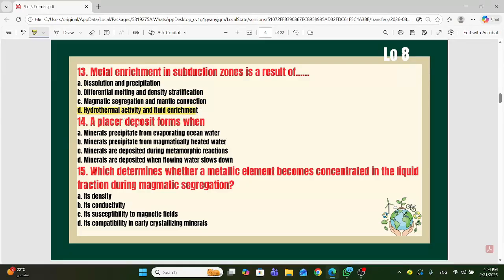طيب a placer deposit forms when mineral precipitates from evaporating ocean water ولا from magmatically heated water ولا minerals are deposited during metamorphic action ولا minerals are deposited when flowing water slows down. Right, which determines whether a metallic element becomes concentrated or in the liquid fraction during magmatic segregation؟ يبقى its density. طبعا its density.